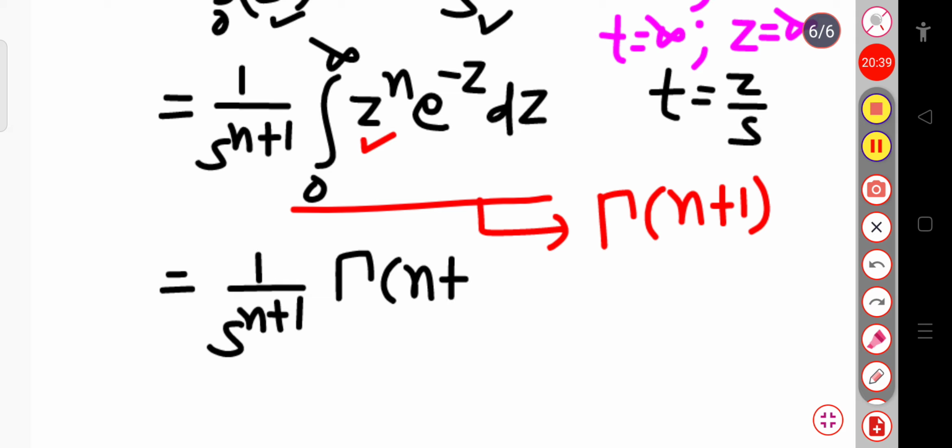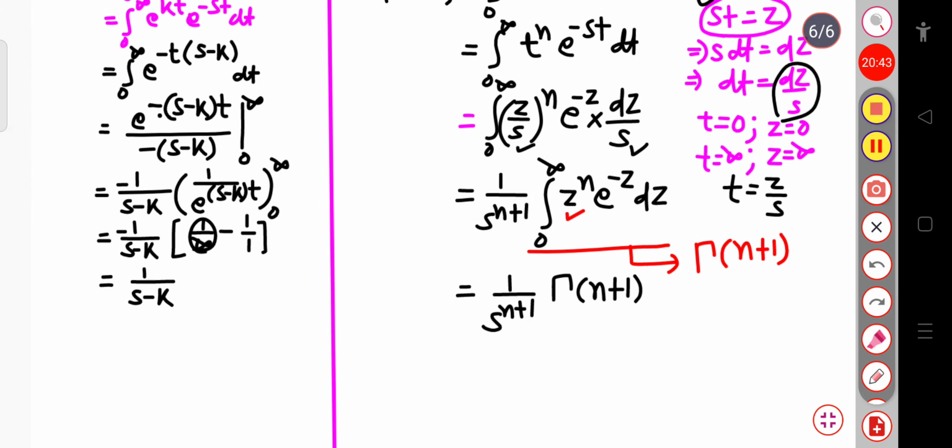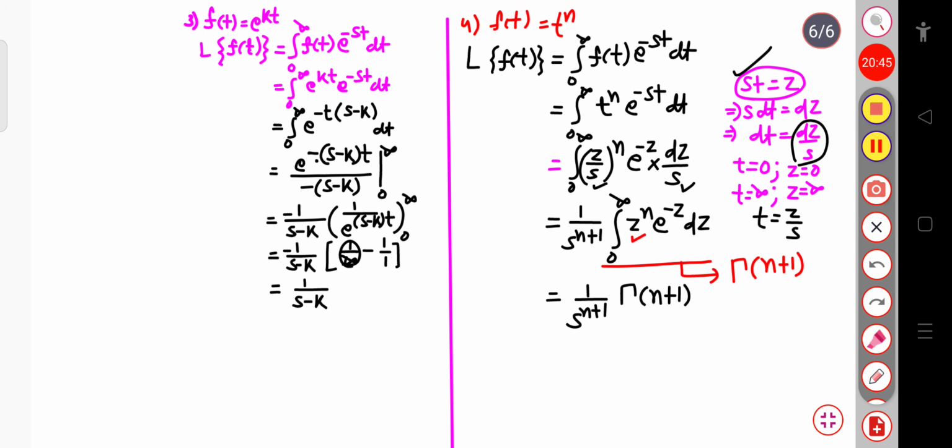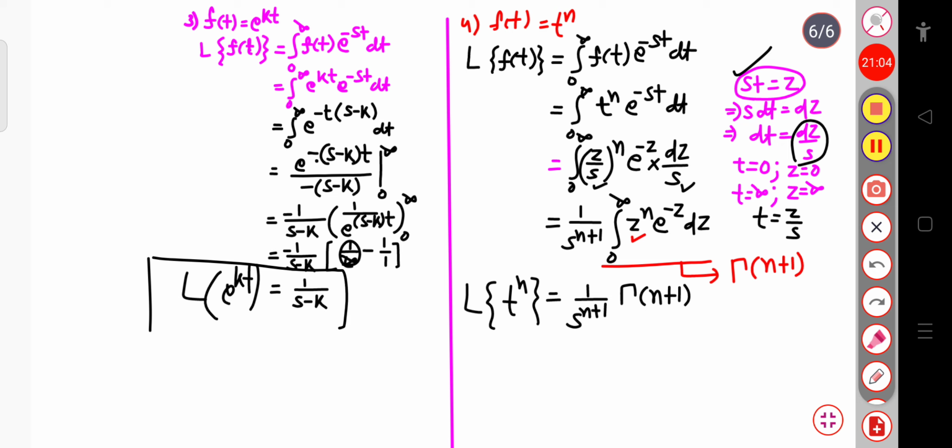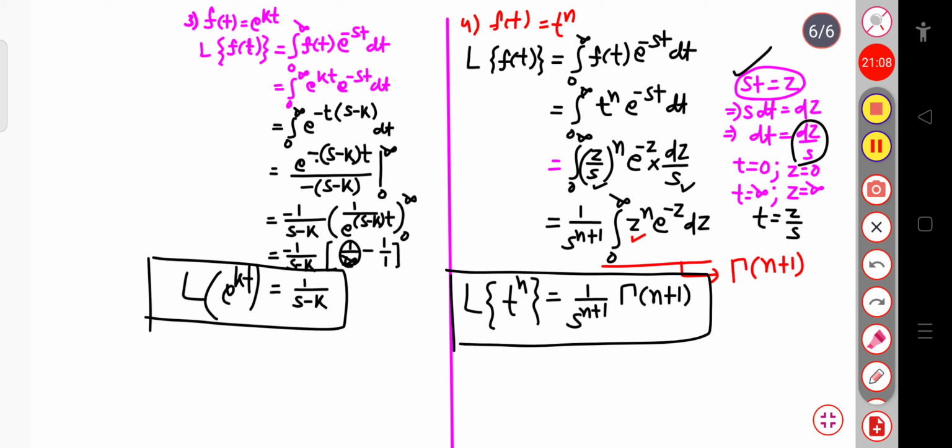Okay, this is called the Laplace transform of the function t power n. This is the Laplace transform of t power n. And here this is the Laplace transform of exponential kt. The Laplace transform of exponential kt is 1 by s minus k, and the Laplace transform of t power n is 1 by s power n plus 1 into gamma of n plus 1.